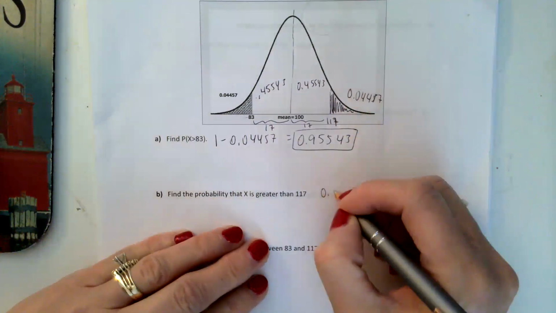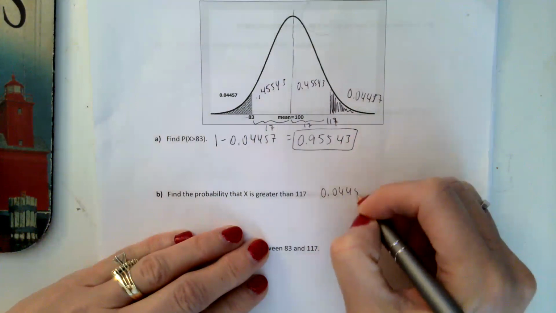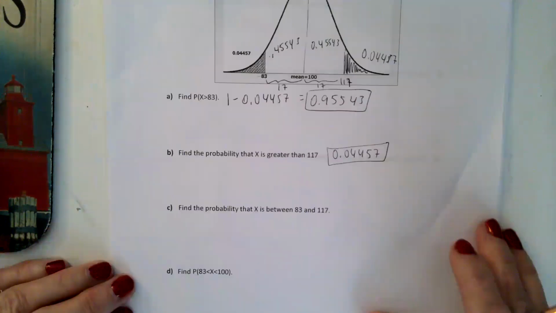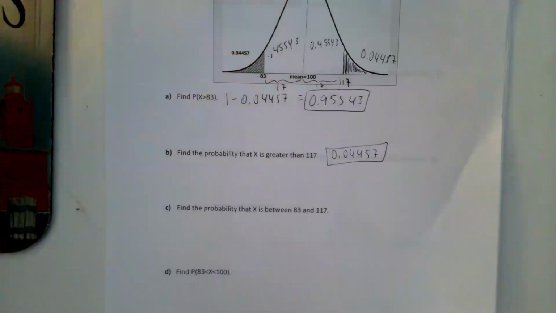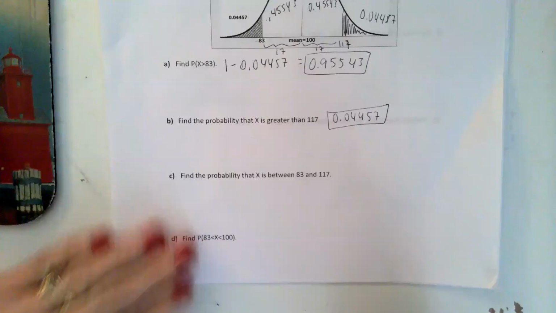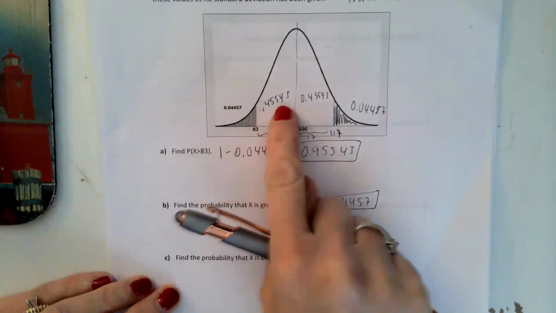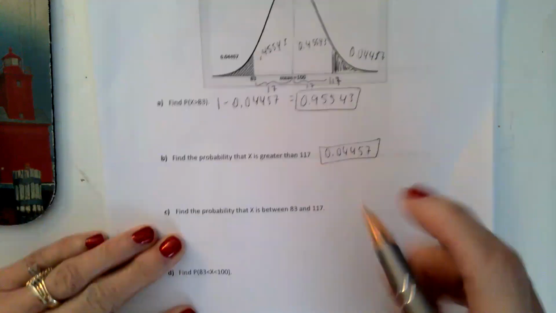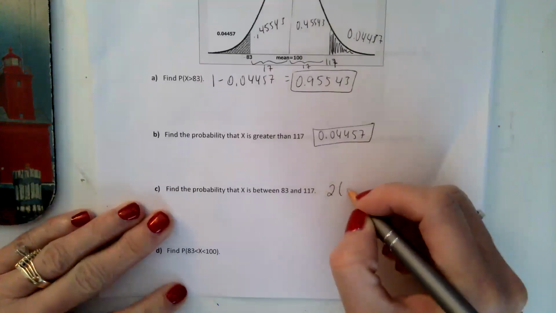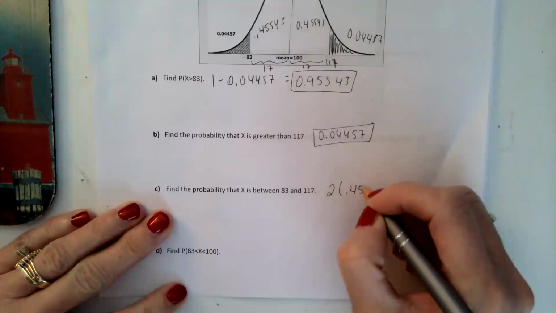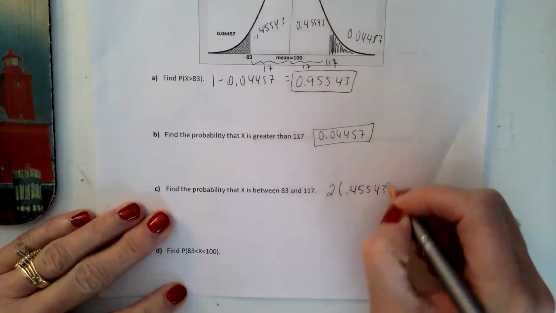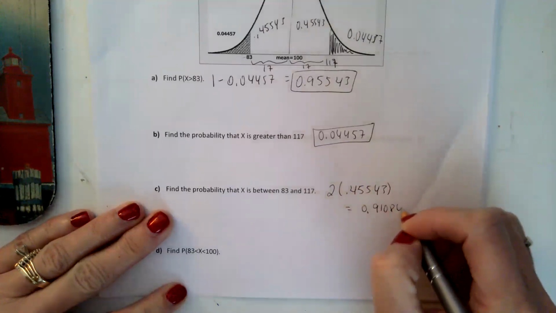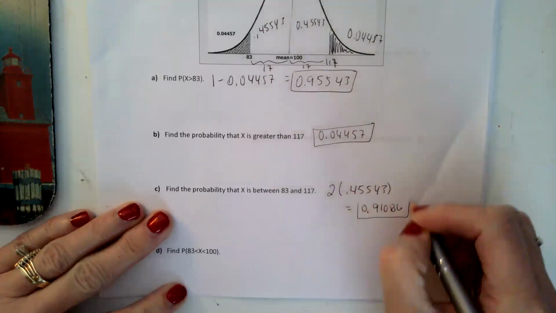So 0.04457. Letter C says, find the probability that X is between 83 and 117. So that would be the white space here, and the white space here is between 83 and 117. So that would be 2 times 0.45543, which is equal to 0.91086.